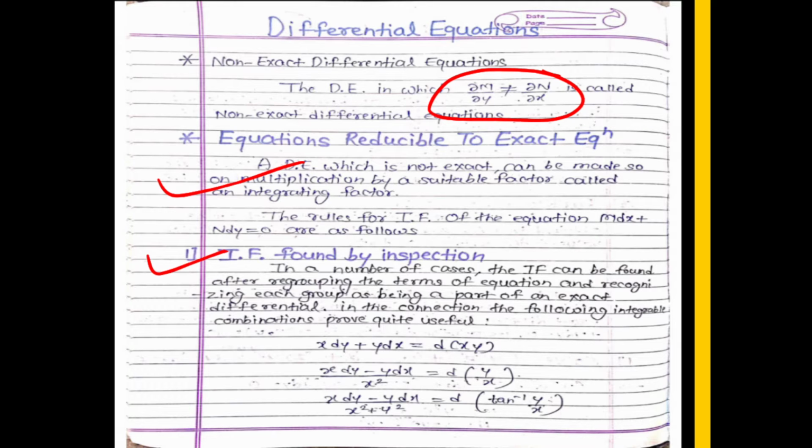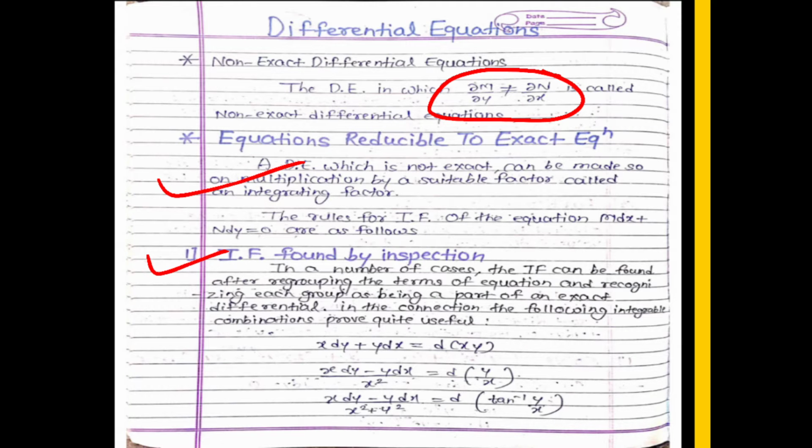So first is the integrating factor found by the inspection method. In this method, in a number of cases the integrating factor can be found after regrouping the terms of the equation and recognizing each group as being part of an exact differential. In this connection, the following integrable combinations prove quite useful.